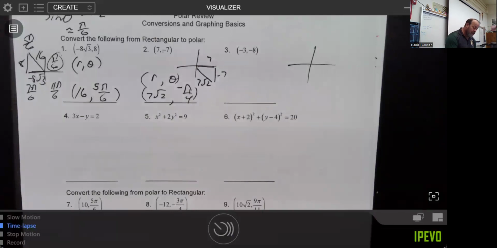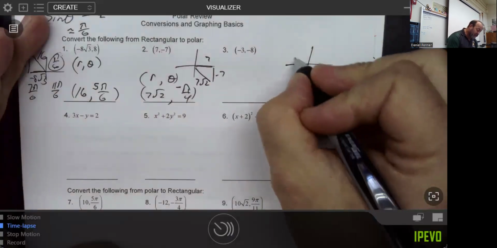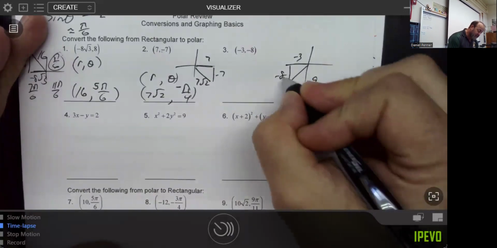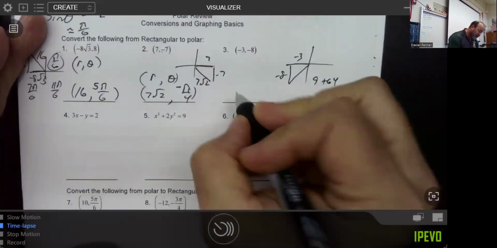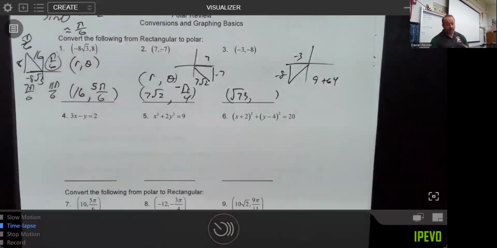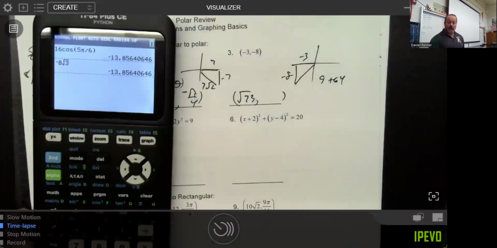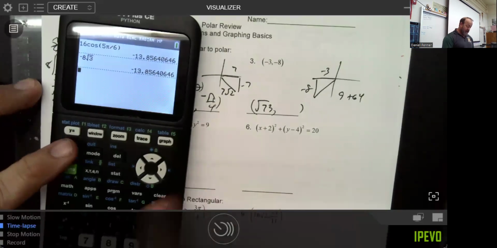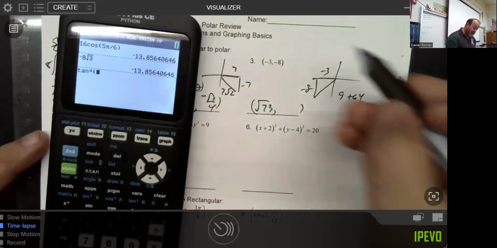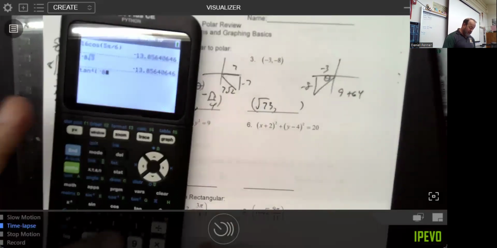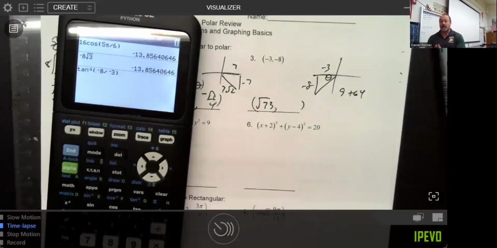Keep going a little bit. If you went negative 3 and negative 8, the Pythagorean theorem would be 9 and 64 make 73. So my radius is root 73. Now, the theta part is a little bit trickier, so you have a couple of ways to do that. If I tried an inverse tangent, because that would be opposite over adjacent, and I tried negative 8 over negative 3, I know I could do 8/3.